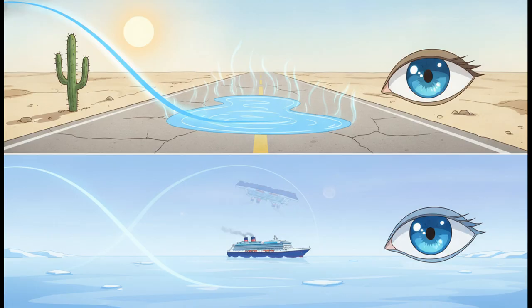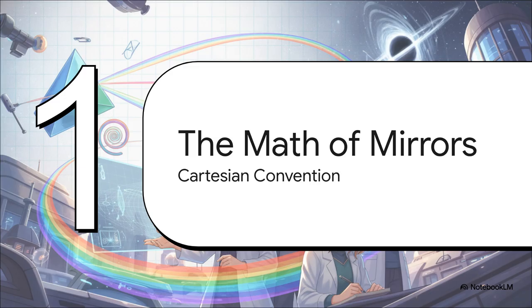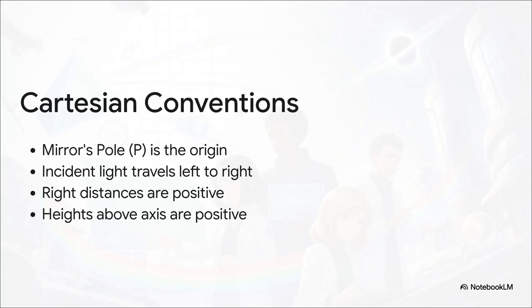It's wild. Okay, let's pivot away from nature for a minute. Section 4, the math of mirrors. To calculate exactly how light bounces off manufactured mirrors, we use a strict rulebook called the New Cartesian Sign Convention. Think of this just like a standard graph from math class. The mirror's pole, or its center, is the origin.